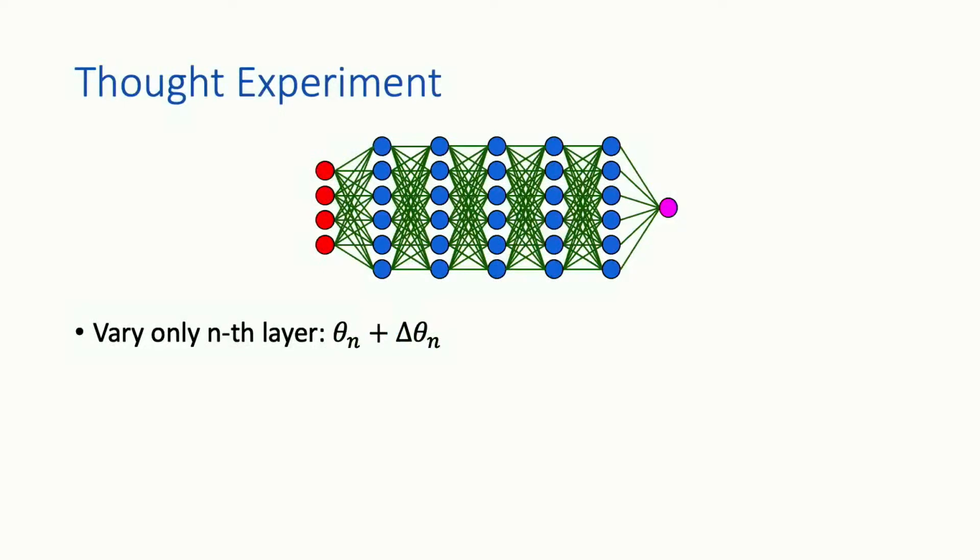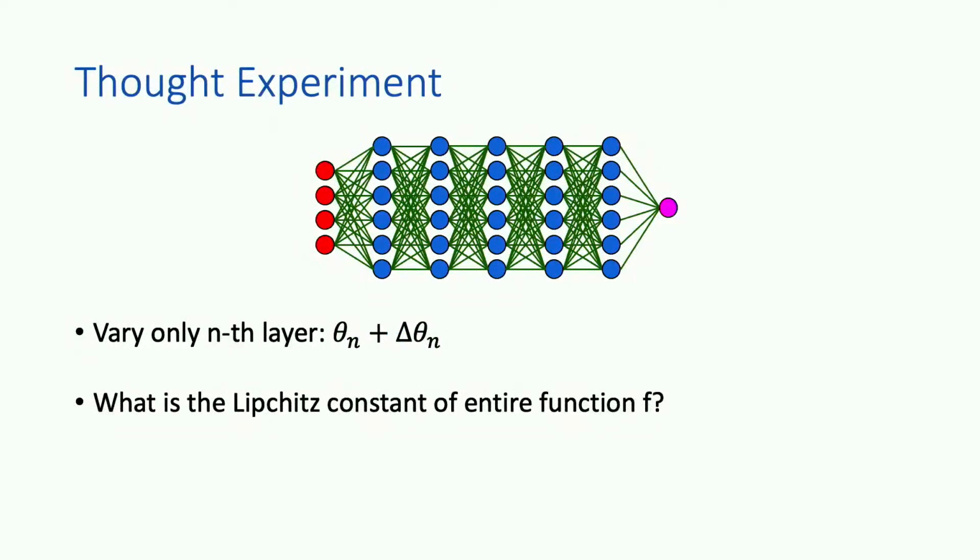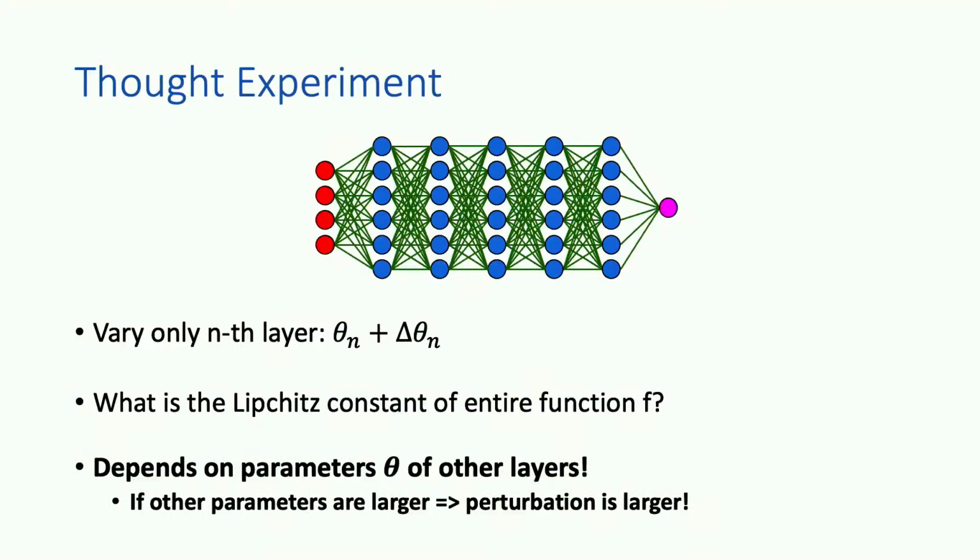So we vary only the nth layer for some layer n. And a thought experiment you might ask at this point is, well, what is the Lipschitz constant over the entire function f in response to just perturbing the weights of layer n? The answer, as some of you may have guessed, is that it depends on the value of the parameters of the other layers. If the other parameters are large, the perturbation is going to be larger. If the other parameters in the other layers are small, the perturbations on the function output will be smaller.